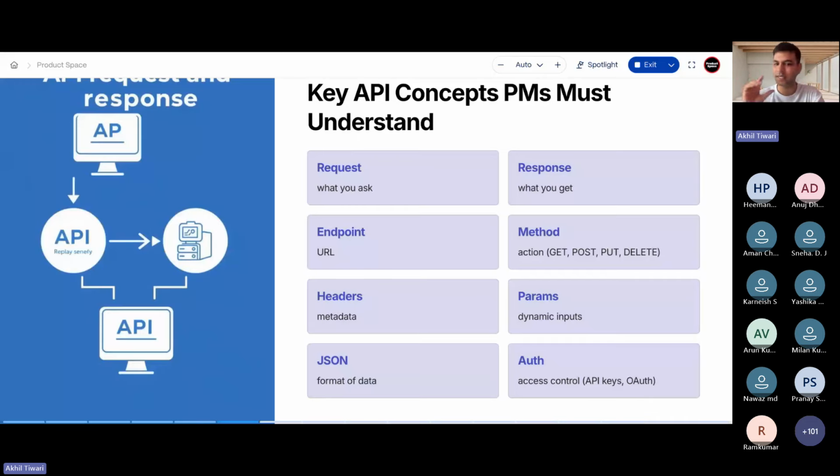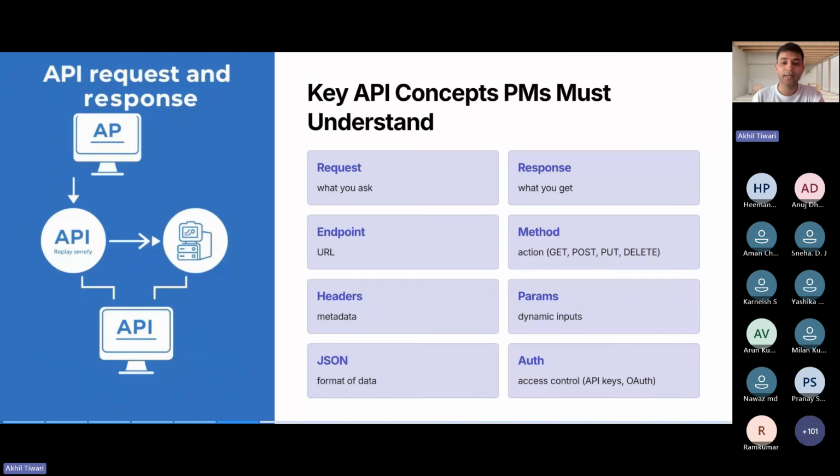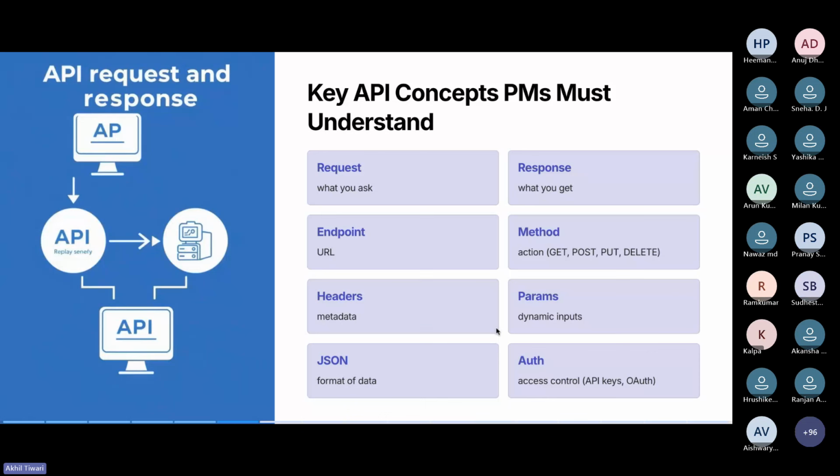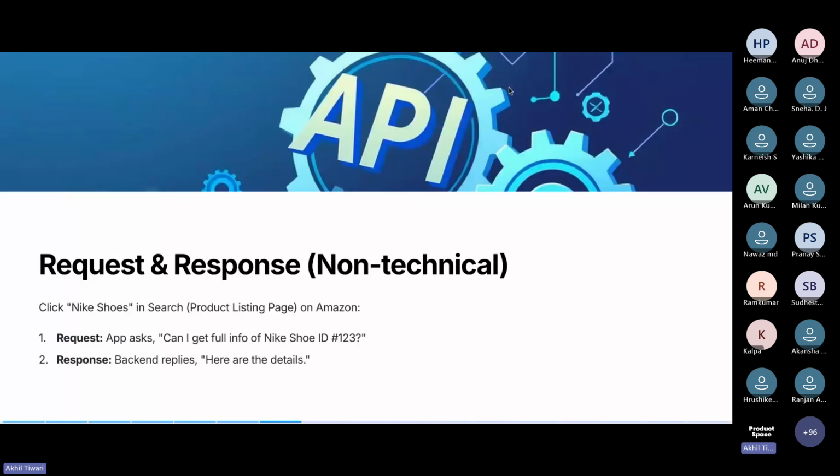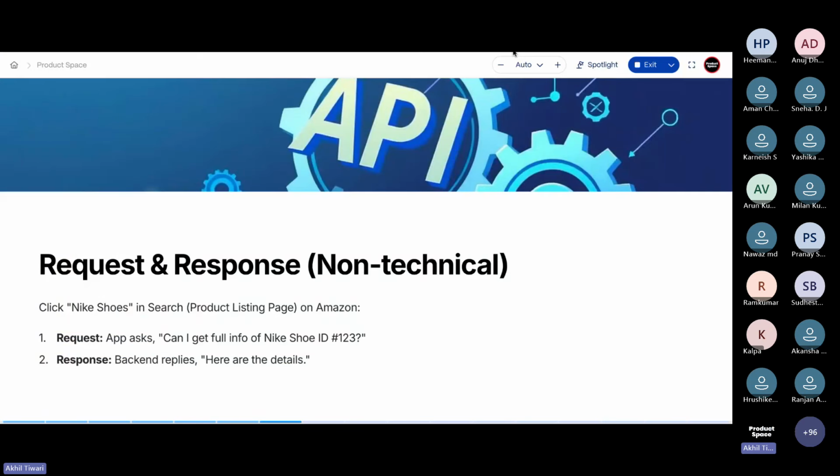Before moving forward, let's understand some of the key concepts that we're going to talk about: request and response, endpoint, methods. This will be exactly the same as the SQL operations that we learned about. Then headers, parameters, JSON, and authentication. We're going to look into all of these key components as we go along. So let's move forward. The first term that we are talking about is request.